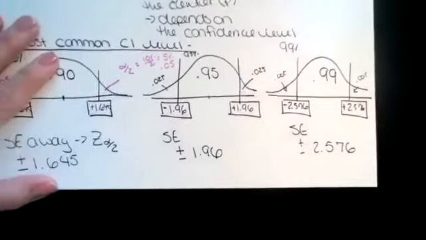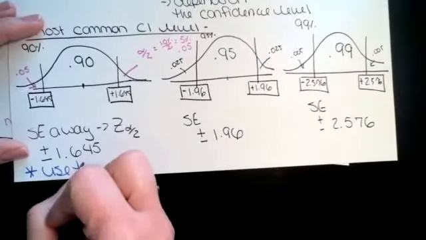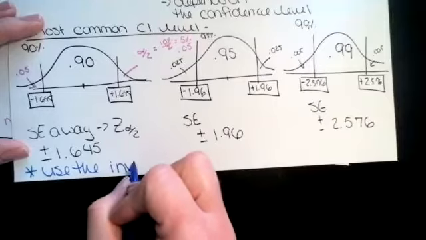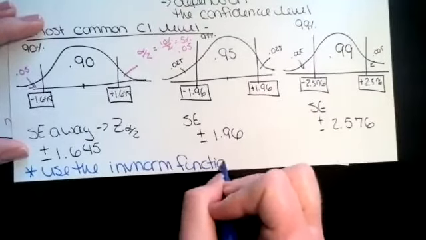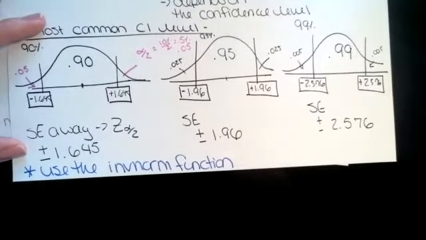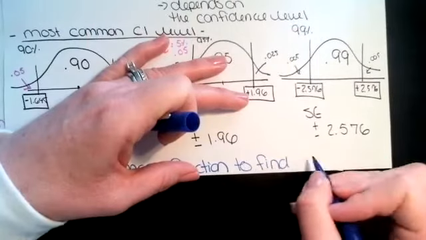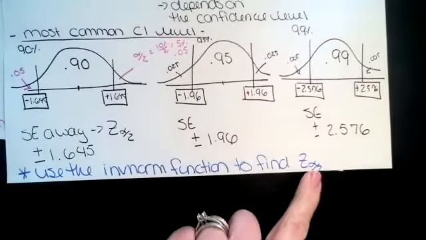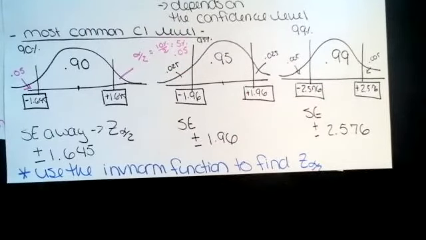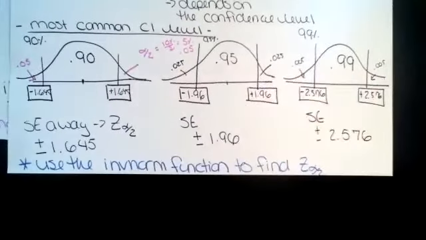So I'm going to make a note. Use the inverse norm function. I don't care if you use it on Minitab or your calculator, you can find these. Z at alpha divided by 2. You see how alpha divided by 2 is just a location? Just how far away you are. Just how wide am I here? That's what we're looking at.